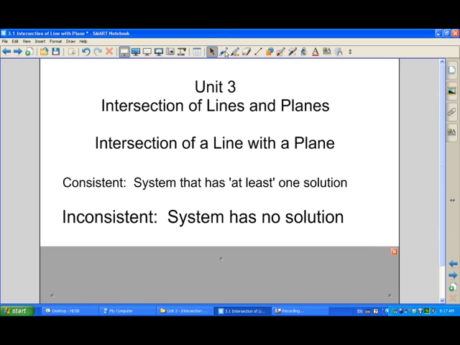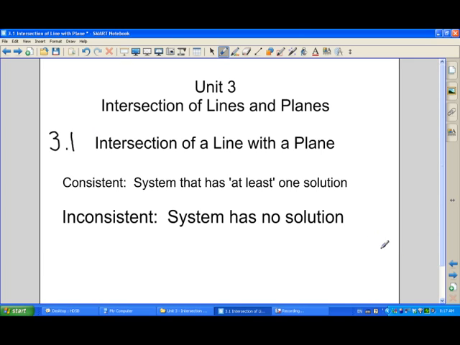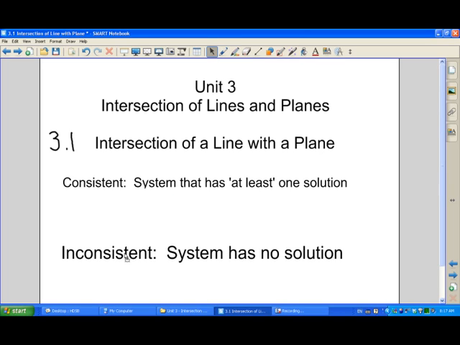Today we're going to specifically look at the intersections of lines with planes, so how a line and a plane can interact. We need to define a few things first, and those would be what a consistent system is and what an inconsistent system is. A consistent system has at least one solution. It could have more than one solution, but it has at least one. And an inconsistent system is a system that has no solutions.